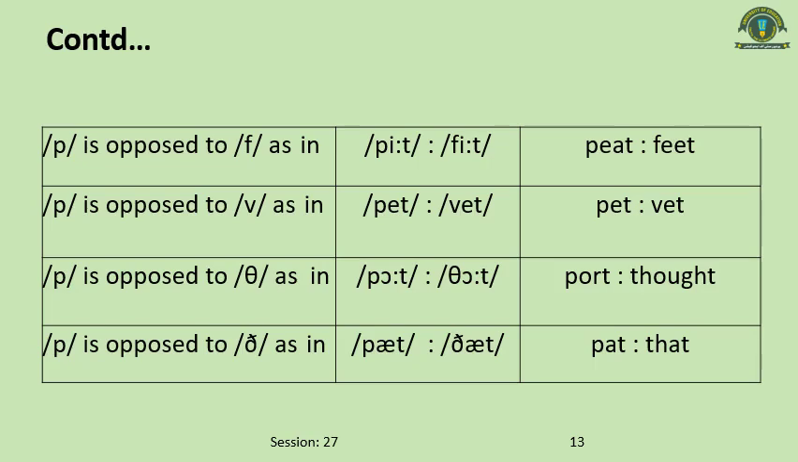The next is /p/ as opposed to /θ/, as in port and thought. /p/, or, t, port. /θ/, or, t, thought. Look at the spellings: P-O-R-T, port, and T-H-O-U-G-H-T, thought. The next is /p/ as opposed to /ð/, as in pat and that. /p/, a, t, pat. /ð/, a, t, that. So P-A-T, pat, and T-H-A-T, that.